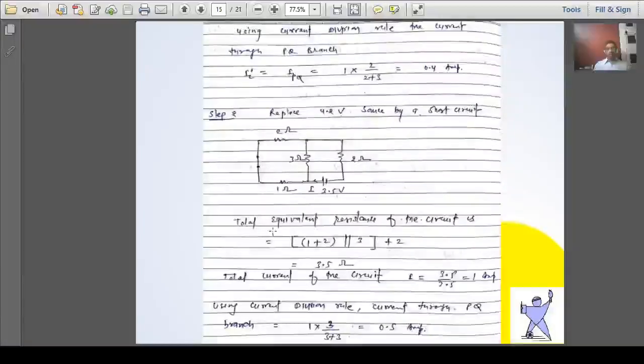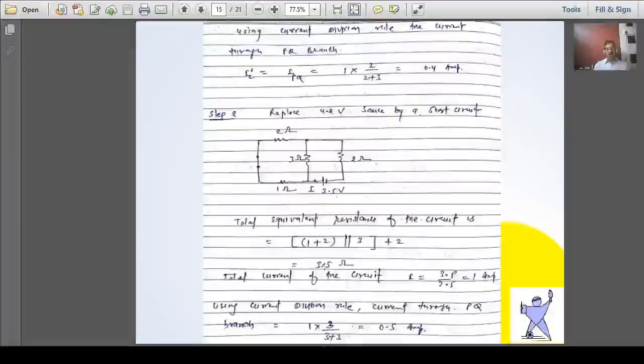So the total equivalent resistance of the circuit is: 1 plus 2 are in series, and this series combination is in parallel with 3 ohm, and the whole combination is in series with 2 ohm. So this 1 and this 2 are in parallel with this 3 ohm, and the whole combination is in series with 2 ohm. So the total resistance of the circuit is now 3.5 ohm.